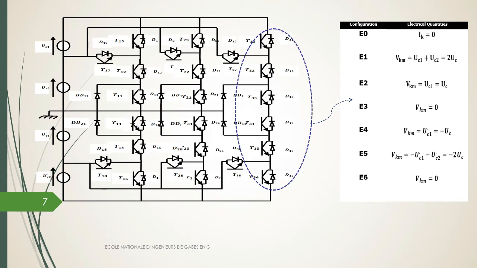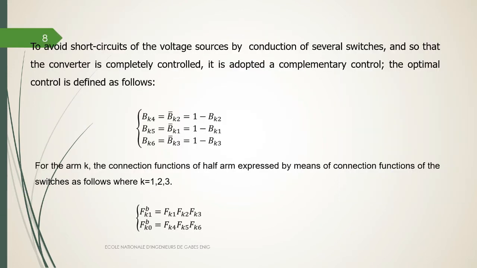The potentials of nodes A, B and C of the 3-phase 5-level inverter relative to the middle point M, with UC1 equal UC2 equal U'C1 equal U'C2 equal UC. In this case, the simple voltages at the boundaries of the load are given by the following system.